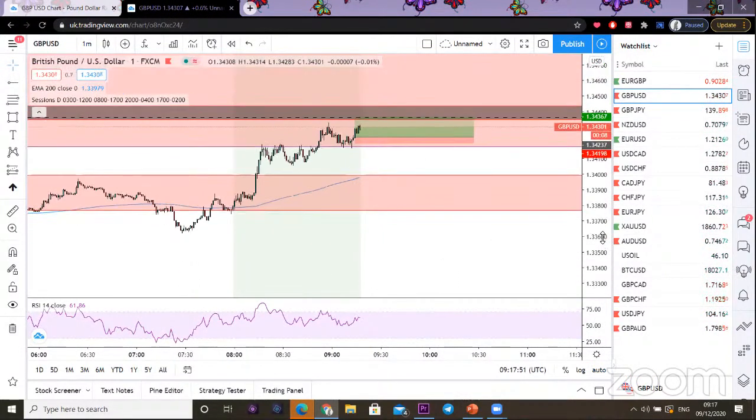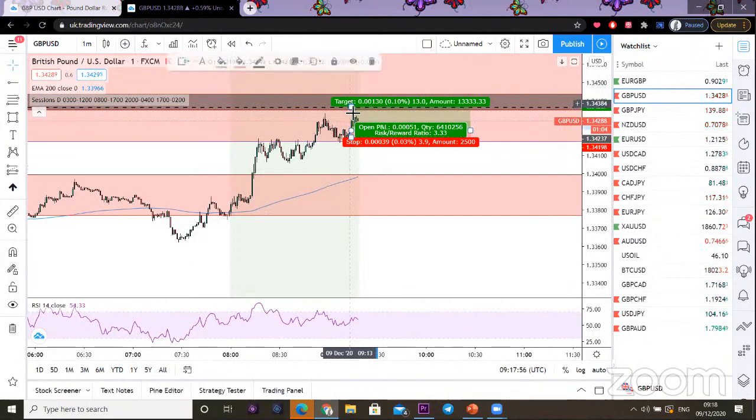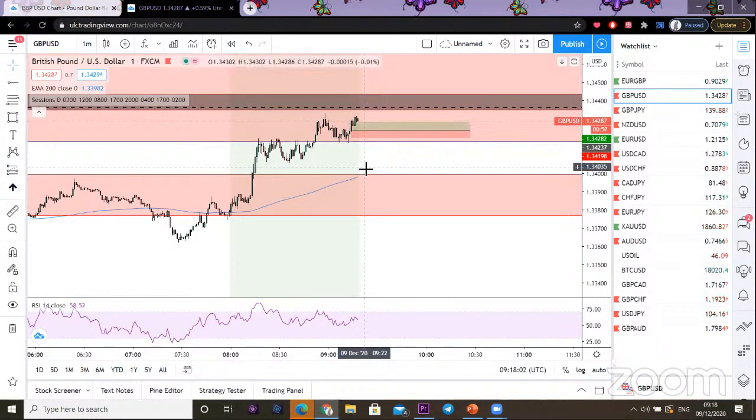So yeah, just looking for a good setup. I'm looking for a reaccumulation on GBPUSD. As you guys saw, we took a USD sell. Didn't work out that good, so they closed it.